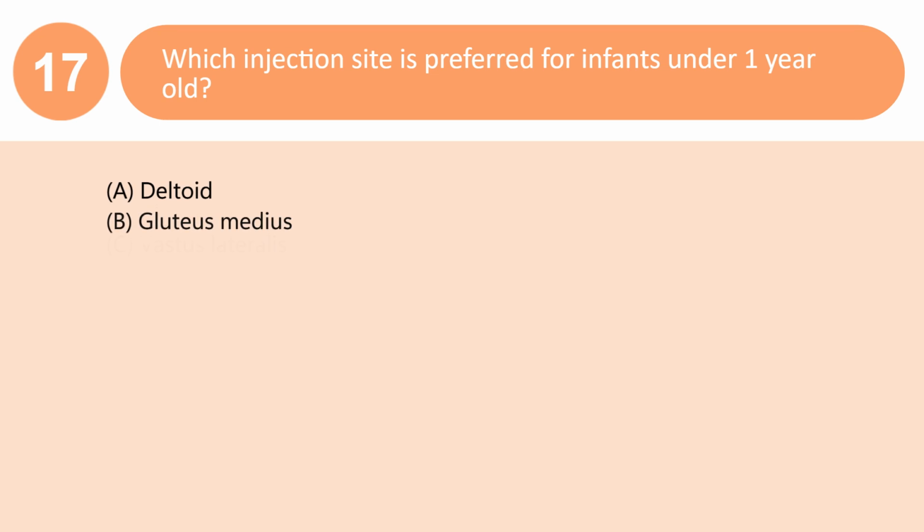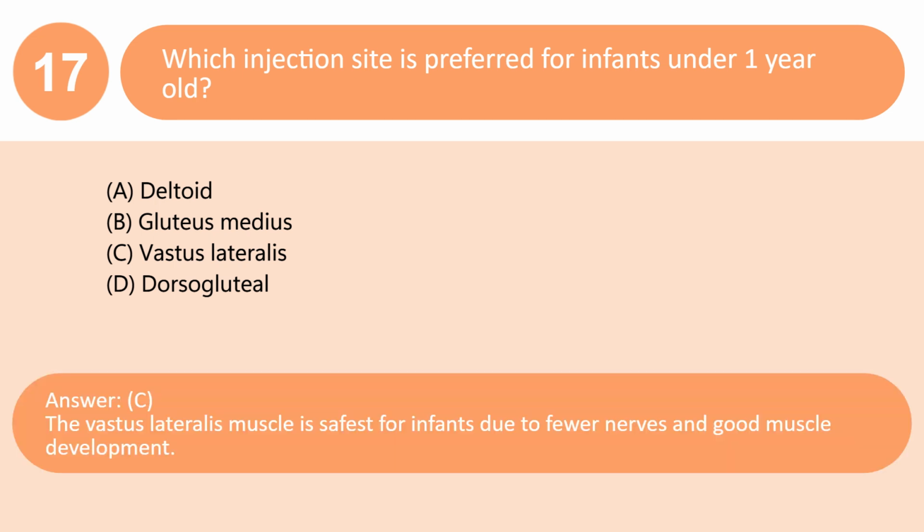Which injection site is preferred for infants under 1 year old? A. Deltoid. B. Gluteus medius. C. Vastus lateralis. D. Dorsogluteal. Answer: C. The vastus lateralis muscle is safest for infants due to fewer nerves and good muscle development.